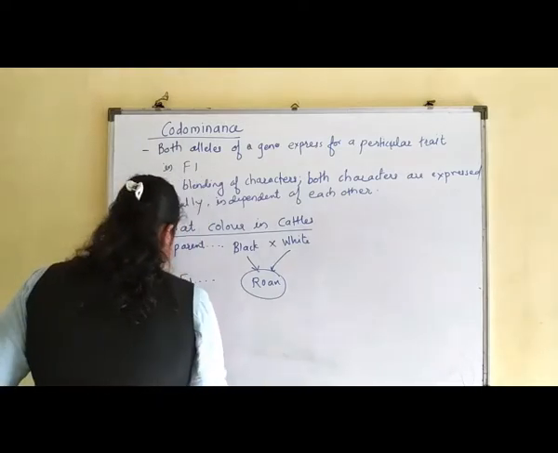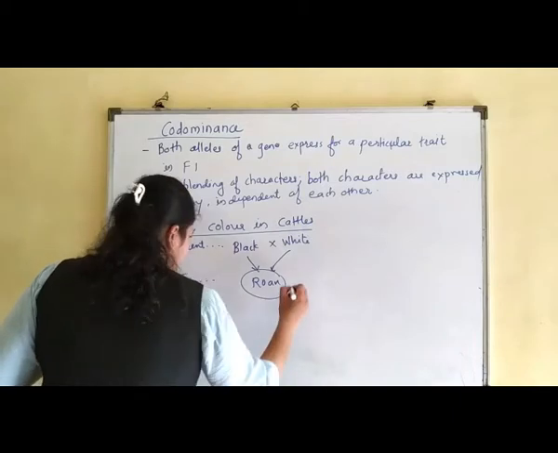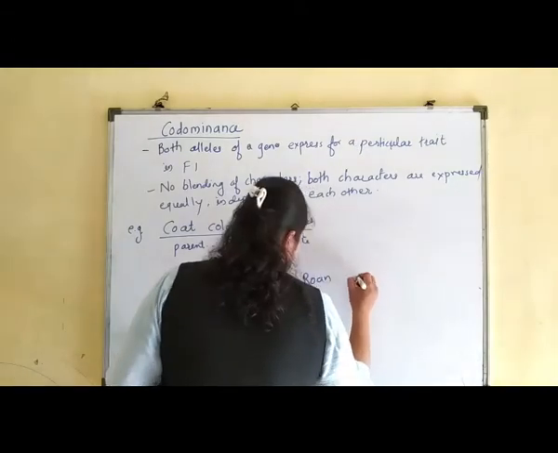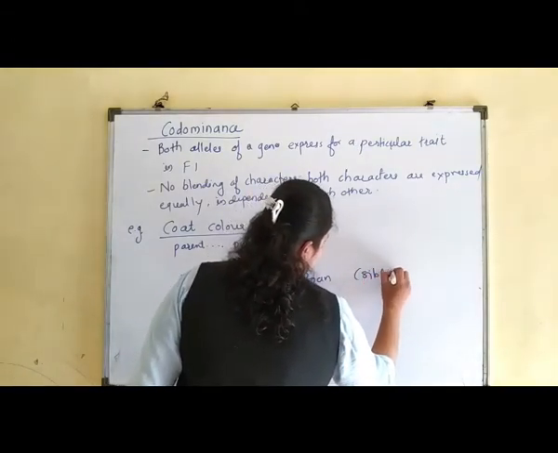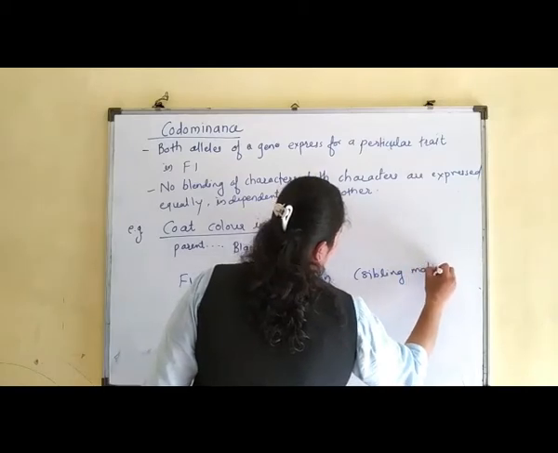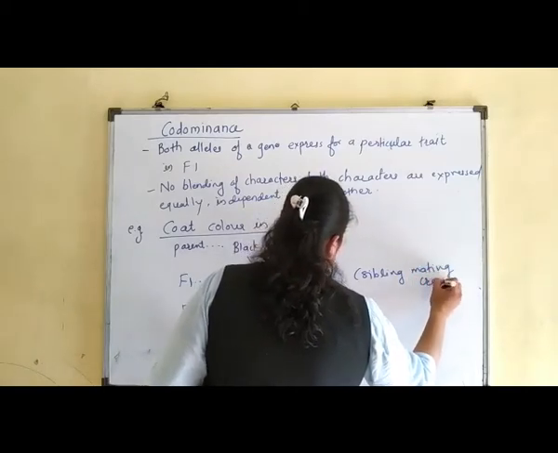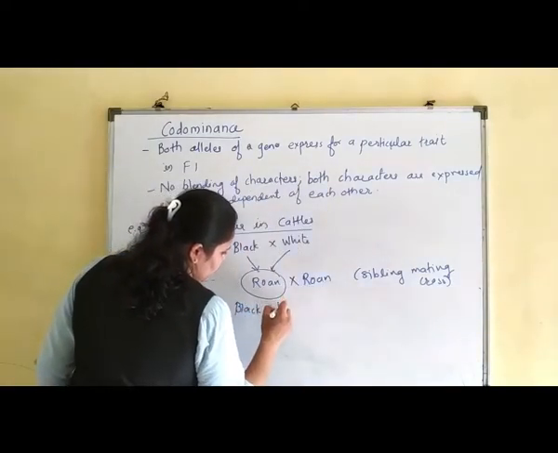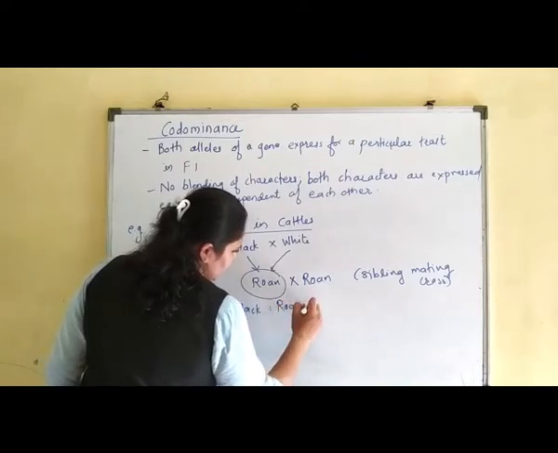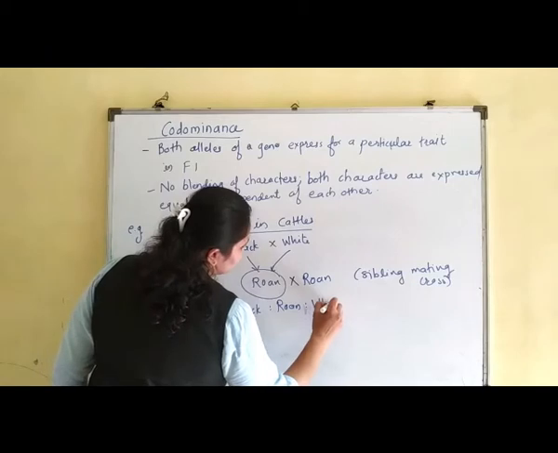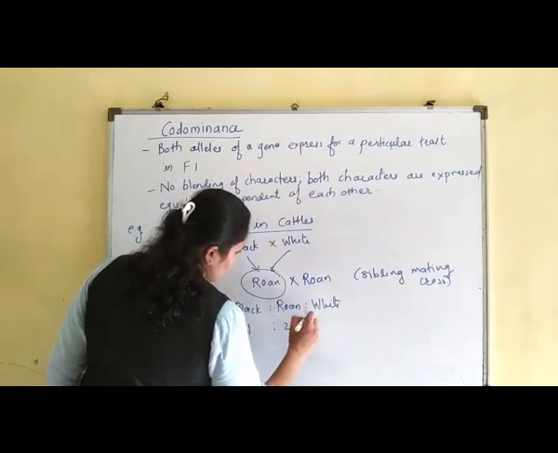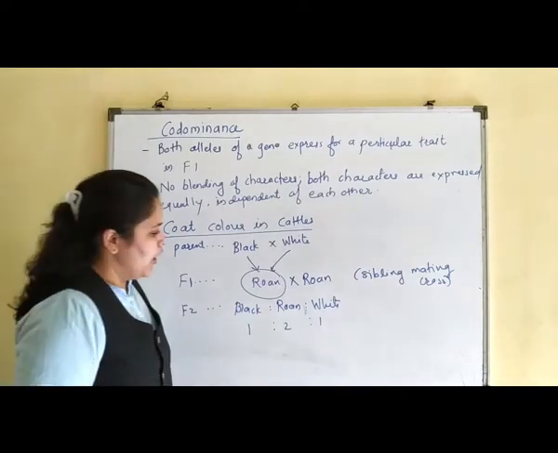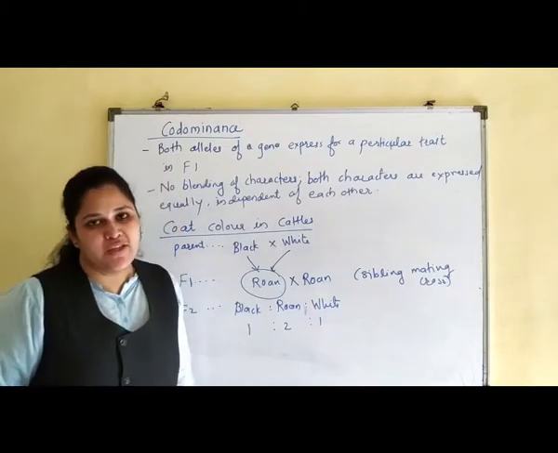Now in case of F2 generation, when we do sibling mating, this is known as sibling mating cross, we get individuals in the ratio 1:2:1. That is black to roan to white in the ratio 1:2:1. So for codominance also, the phenotypic ratio, the genotypic ratio is 1:2:1.